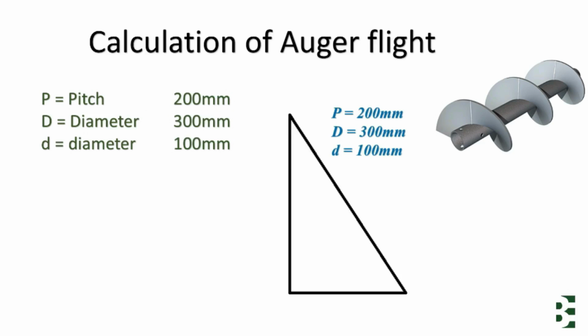Downside, the diameter, the small diameter, and the pitch, the straight line, and this is the length we need to calculate. Small length for small diameter, the small L, and the capital L is for the bigger diameter.